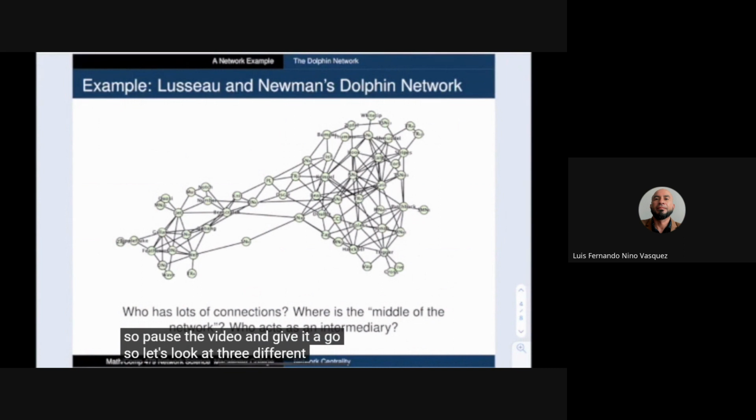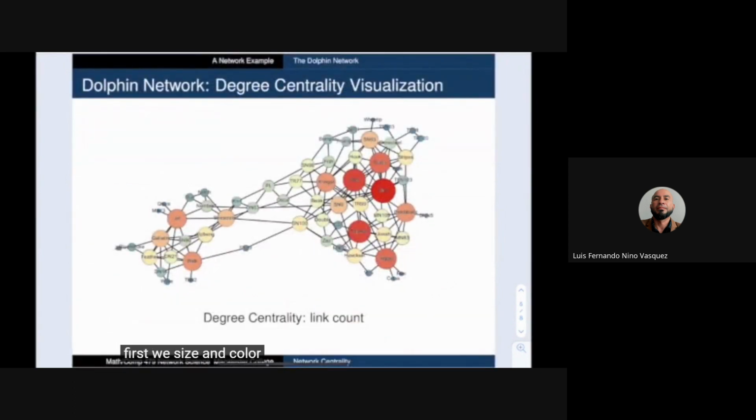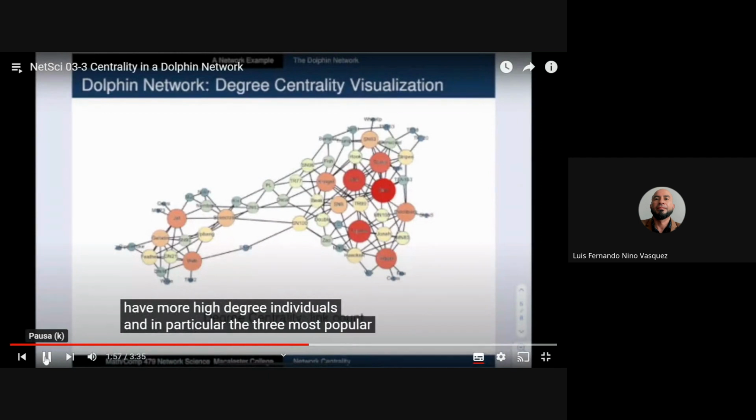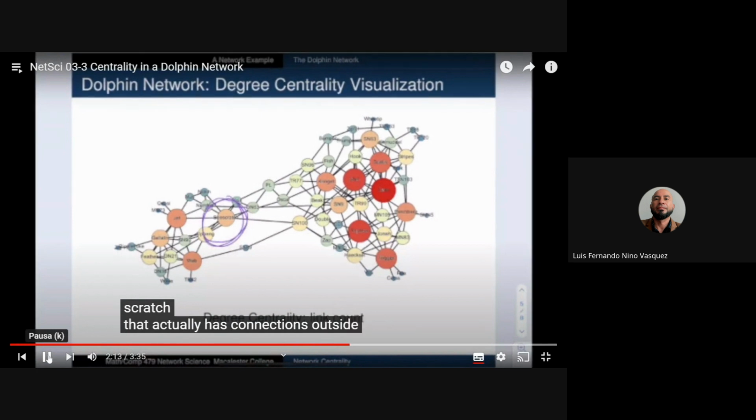So let's look at three different visualizations of this dolphin network, one for each of our centrality measures. First, we size and color the vertices according to degree centrality. And when we do this, we can see that the larger group of dolphins have more high degree individuals. And in particular, the three most popular dolphins are far removed from the second and smaller group of dolphins over here. And then in the smaller group, there are some popular dolphins there too, but there's only one of them, B Scratch, that actually has connections outside of the smaller group.